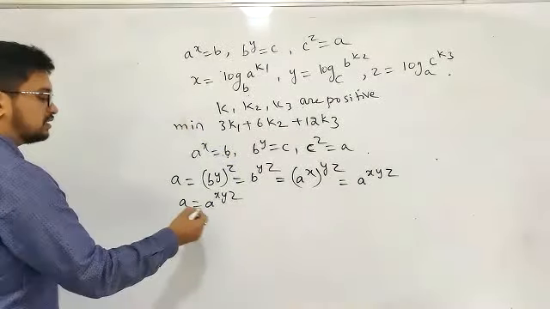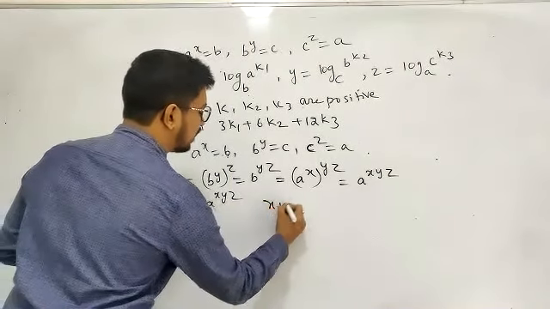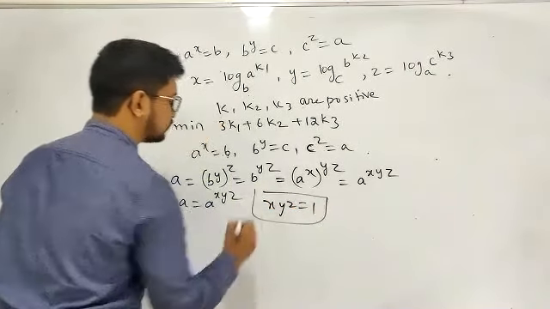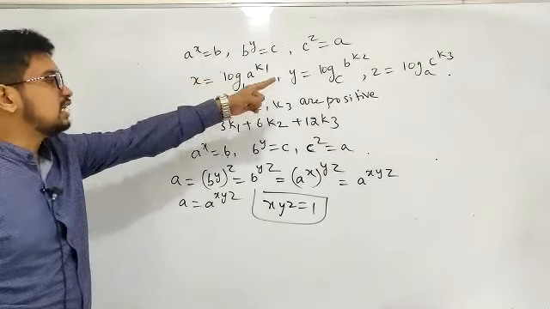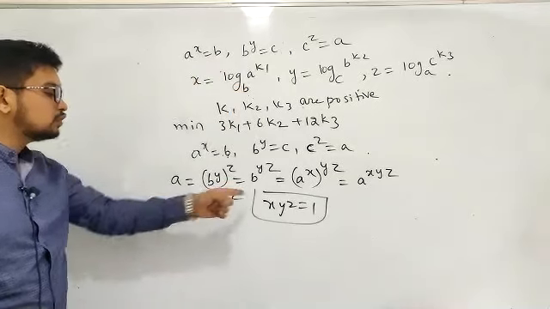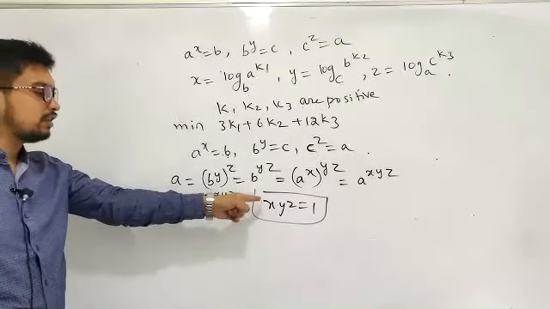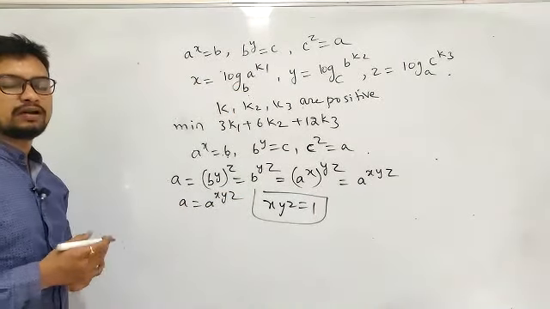So now whenever such a thing is happening, from this you will be getting xyz, this value will be equal to 1. And a cannot be 1. Reason, you see, as a is in the base of that logarithm, a cannot be 1. So from that, as a cannot be 1, I can write xyz has to be equal to 1.